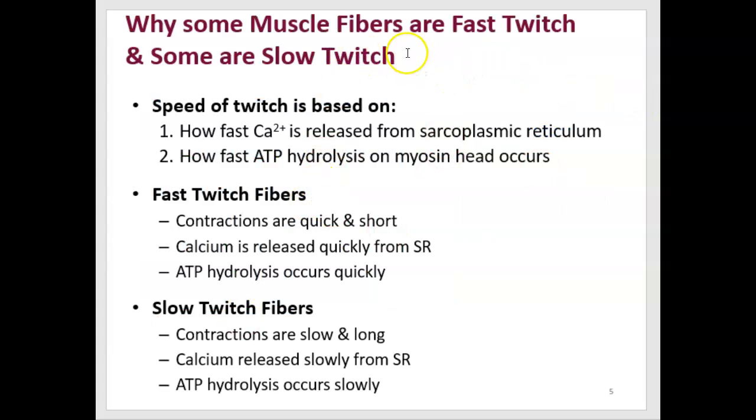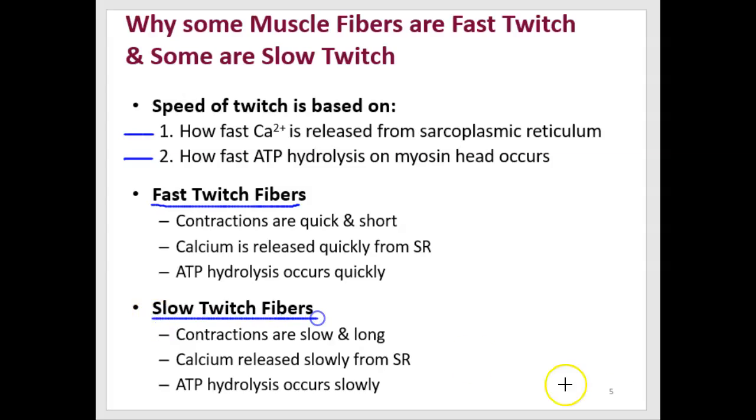Now, why are some fibers considered fast twitch, and why are some slow twitch? I mean, other than the obvious, we see how fast they contract. Why? It's because they vary in how fast calcium is released from the sarcoplasmic reticulum and how fast ATP is broken down on the myosin head right before the cross bridge forms. So fast twitch fibers, the contractions are quick and short. Calcium is released quickly, and ATP hydrolysis happens quickly.